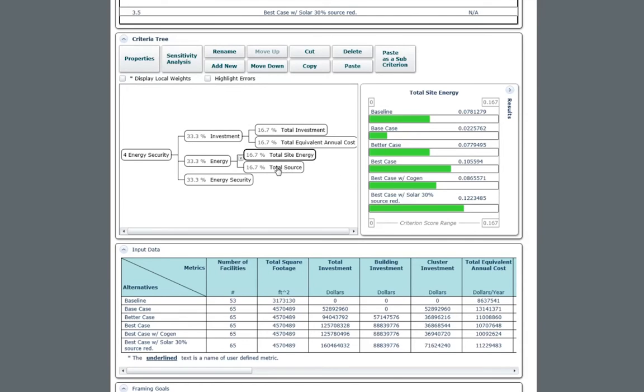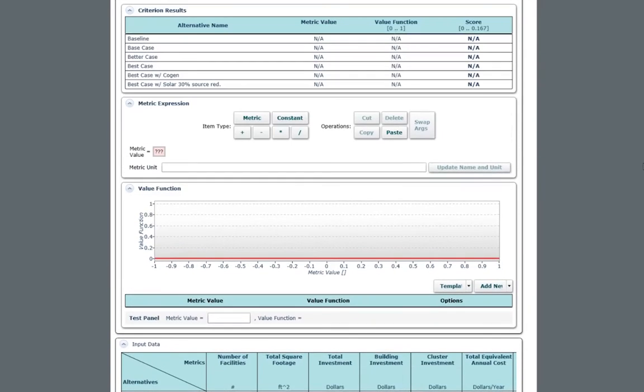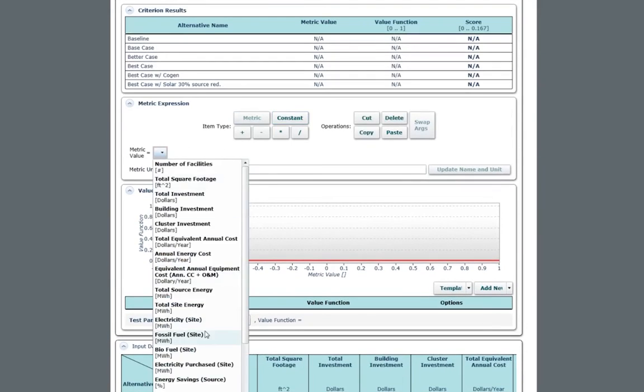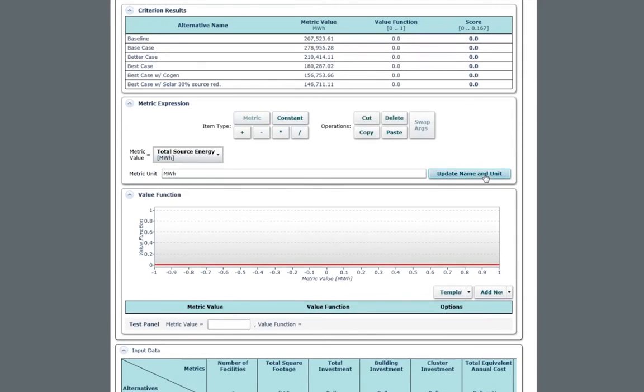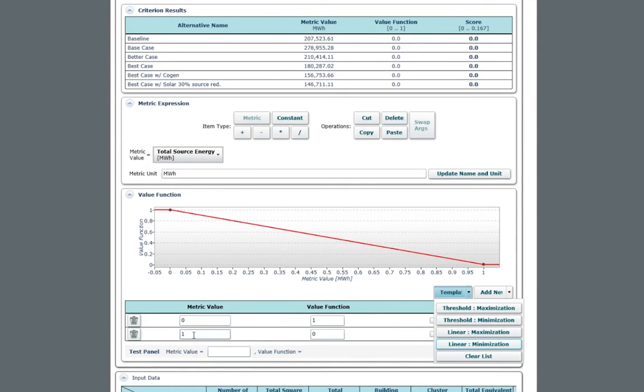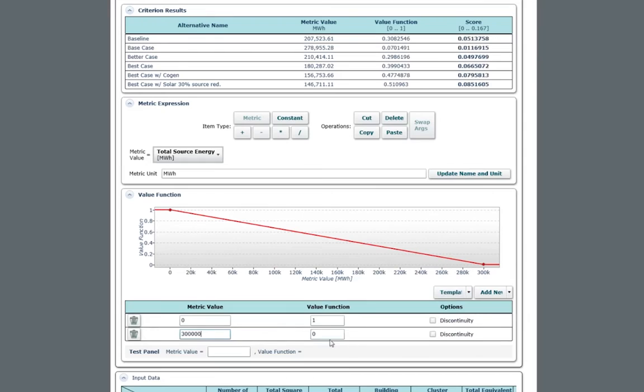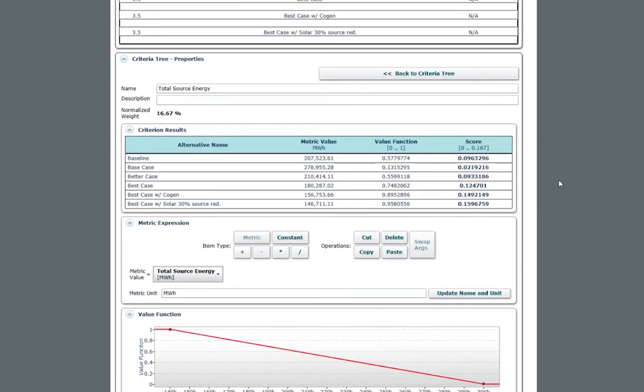And now we want to do our total source. Metric. Total source. Units. And we can see our values here. And if you recall, we went over 300,000. That probably isn't good. So we want to minimize it. Our bad value is about 300,000, and our good value is about 150,000. 140,000, I think, is what we chose before. All right, so that's our source energy.